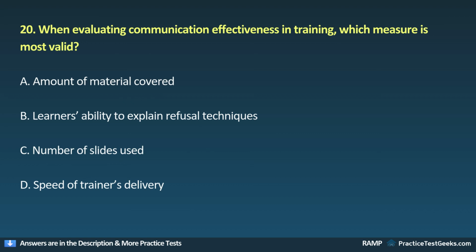20. When evaluating communication effectiveness in training, which measure is most valid? A. Amount of material covered. B. Learner's ability to explain refusal techniques. C. Number of slides used. D. Speed of trainer's delivery.